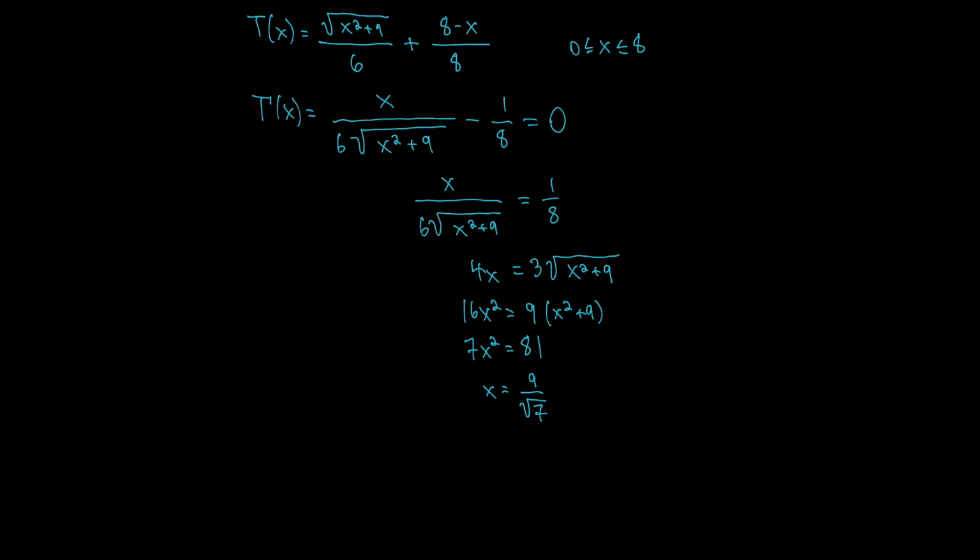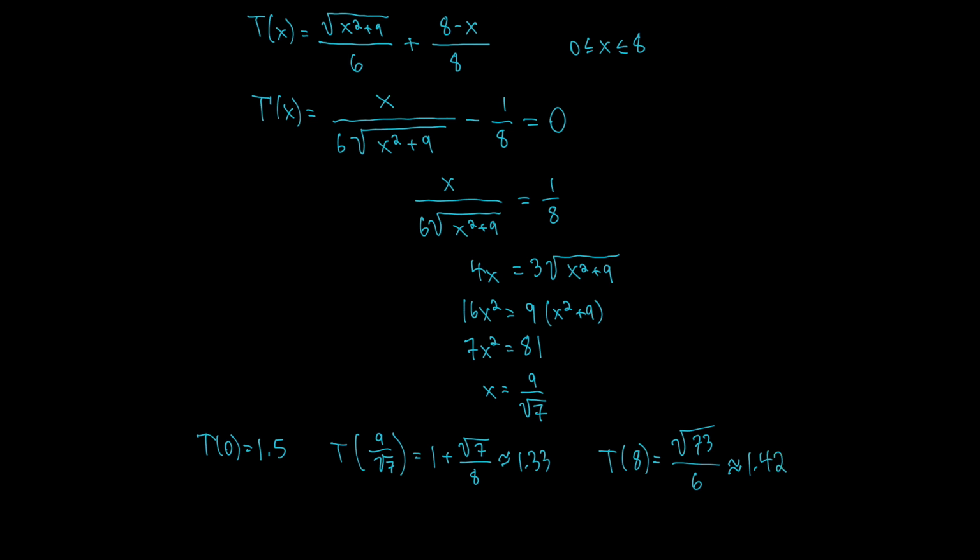Okay, we have a closed interval, so let's look for the value at 0. We know that if we plug in 0, we'll get 1.5 for t. If I plug in 9 over root 7, then I get 1 plus root 7 over 8, which is about 1.33. And if I plug in the last point in our interval, I get root 73 over 6, which is about 1.42. So it looks like inside of our interval at 9 over root 7, that'll be our minimum.